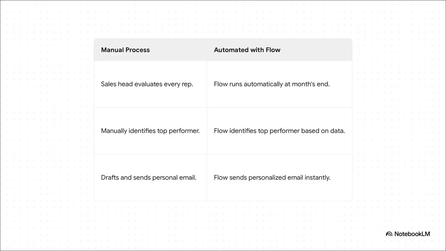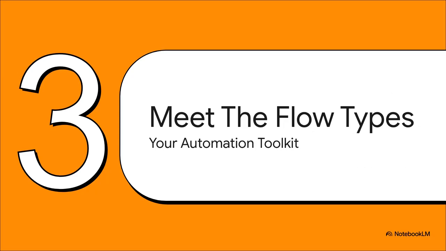And when you put them side by side, the transformation is just wow. It's night and day. The old manual process, which took hours of a manager's valuable time, is now completely hands-off. The flow just runs on its own, it uses real-time data to instantly identify the top performer, and it sends out that personalized email immediately. The problem is just gone. But here's the thing. Flow isn't just one single tool. It's more like a whole toolkit. And to use it right, you need to know which tool to grab for which job. So let's meet the two main types of flows you'll be working with.